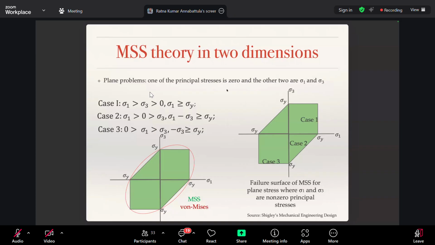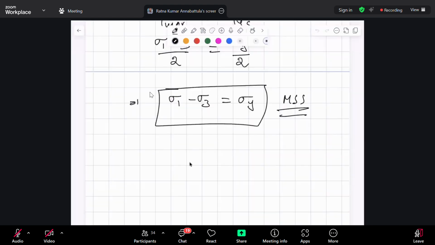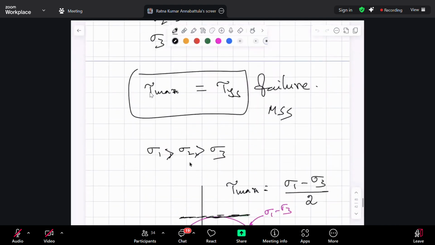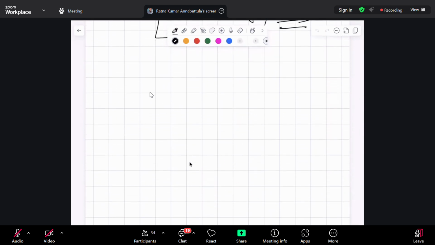So maybe I will describe that in more detail. Let me share my screen. I think we have done maximum shear stress theory up to here, in the last class. Today's date is 27th October.